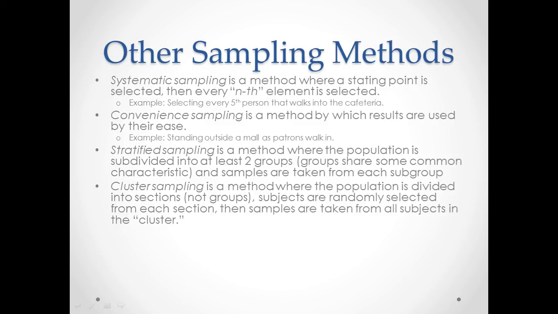Cluster sampling, we talk about where the population is divided into sections, not necessarily groups. When we're talking about groups, groups typically have some sort of common characteristic like we talked about with stratified sampling. This particular population, we're just dividing them up into sections. And after we divide them up into sections, we're going to take people from each section and randomly select. But we have to make sure that there's at least one from each section, preferably more. And we take the samples from those subjects and we call it the cluster.